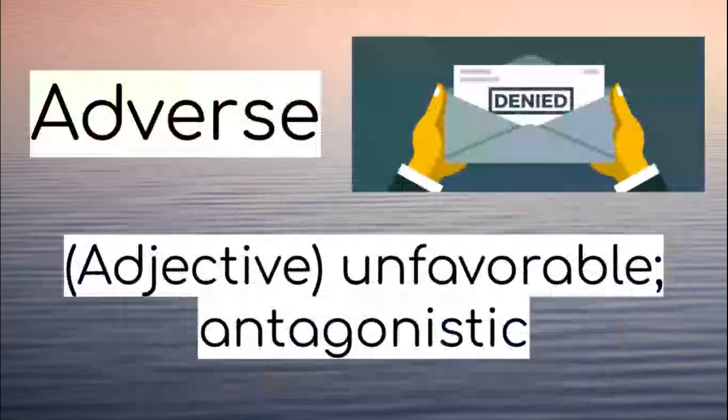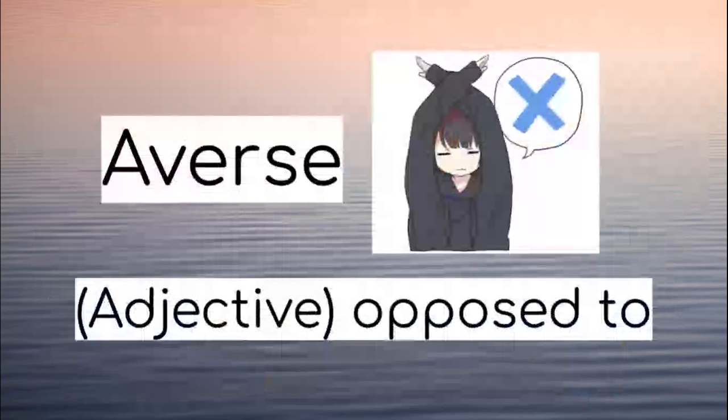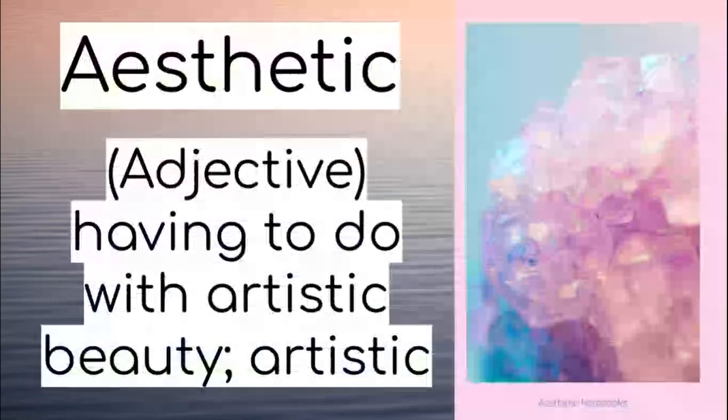Next, adverse is an adjective meaning unfavorable, antagonistic. We had to play our soccer match under adverse conditions. It was snowing and only 3 members of our team had bothered to show up. And then averse, which is an adjective meaning opposed to. To be averse to something is to be opposed to doing it, to have an aversion to doing it.